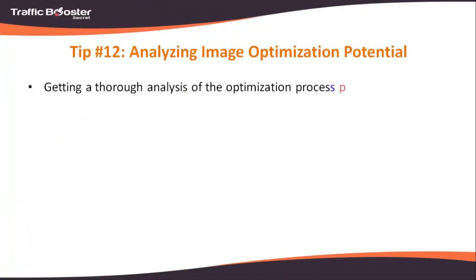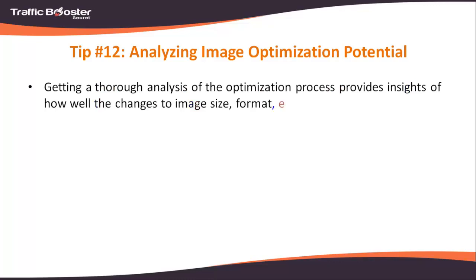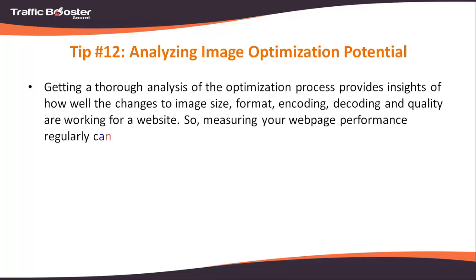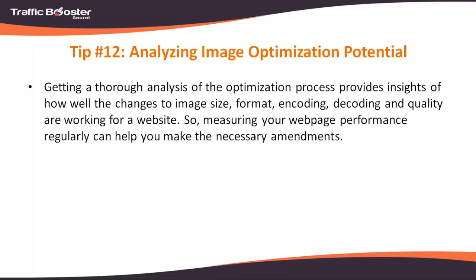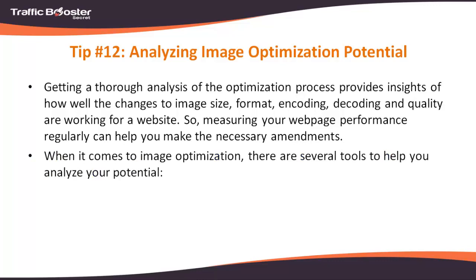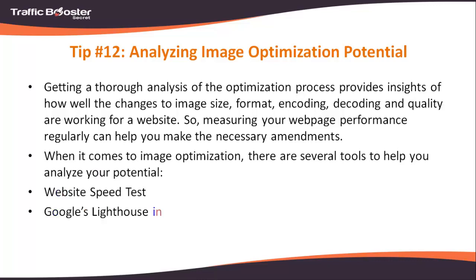Tip number 12. Analyzing image optimization potential. Getting a thorough analysis of the optimization process provides insights into how well the changes to image size, format, encoding, decoding, and quality are working for a website. So measuring your web page performance regularly can help you make the necessary amendments. When it comes to image optimization, there are several tools to help you analyze your potential: Website Speed Test, Google's Lighthouse and Chrome DevTools, GTmetrix.